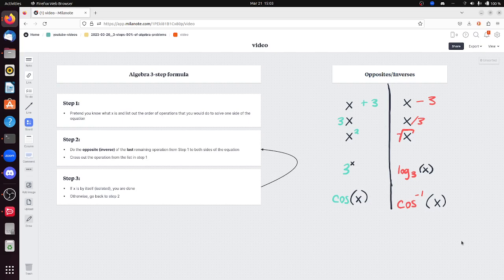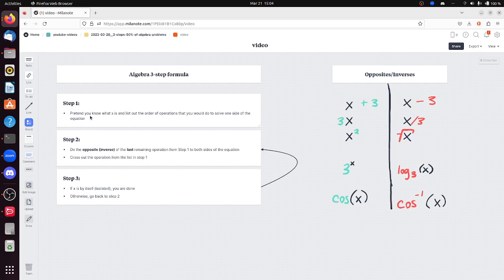These steps will make more sense as we do some examples with them below, but first I'm just going to start by listing them out and trying to explain them. The first step is to pretend that you're trying to solve the equation if you know what the unknown is. So if you know what x is, and then list out the order of operations that you would do in order just to calculate what the expression on the left or right that contains x would have to be.